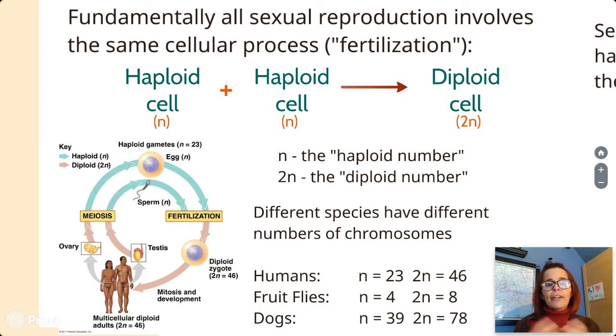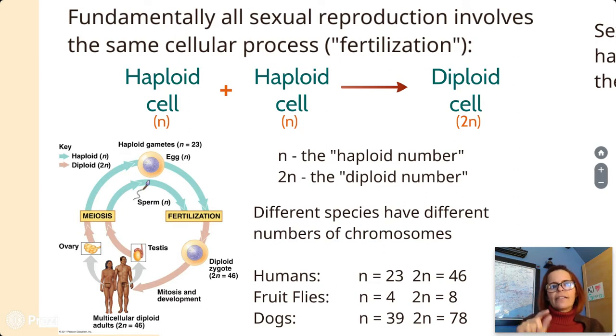So there are some background words that you need to know. This would be an example of something I wouldn't write right next to your meiosis puzzle. This is background information, so maybe this goes on a different page or a different location. Fundamentally, all sexual reproduction involves the same cellular process. It's called fertilization. Fertilization is when the haploid cells of two organisms come together to make a diploid organism.